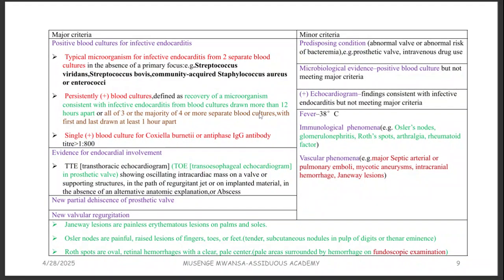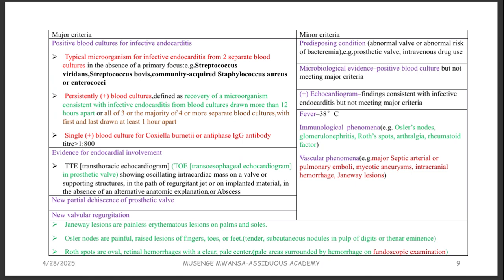On the minor criteria, you have got predisposing conditions. On the predisposing conditions, you are trying to look at risk factors. For example, someone has got a prosthetic valve, is an IV drug user, and such. And then number two, any microbial evidence, positive blood culture. So they have got a positive blood culture, but that blood culture is not consistent with the major criteria, then it falls into minor criteria. For example, not all the blood cultures are positive, maybe only one. And then positive echocardiogram. Also echo that is not consistent with the major criteria falls under minor criteria.